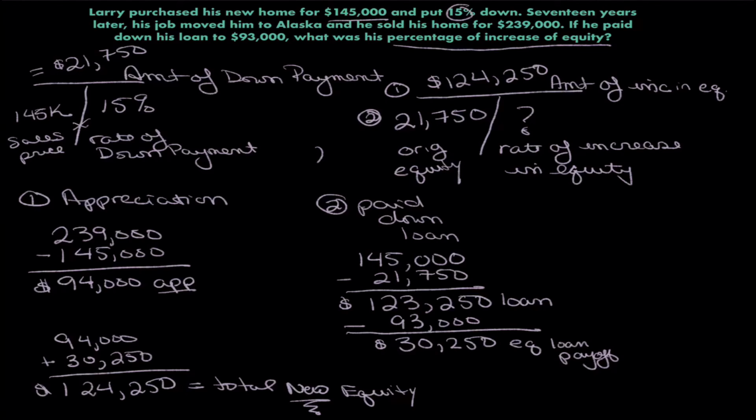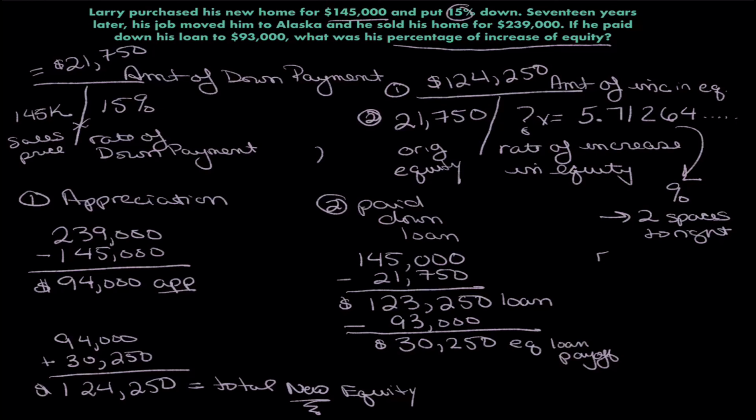original equity. So we're going to divide, and when we do that, we find out that the calculator says 5.71264, and so on. But we need to turn this into a percentage. So we're going to move our decimal 2 spaces to the right. So our percentage is 571%. $124,250 is 571% of that original equity compared to the original equity.